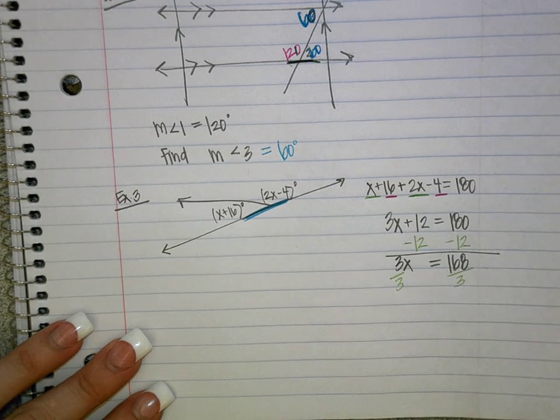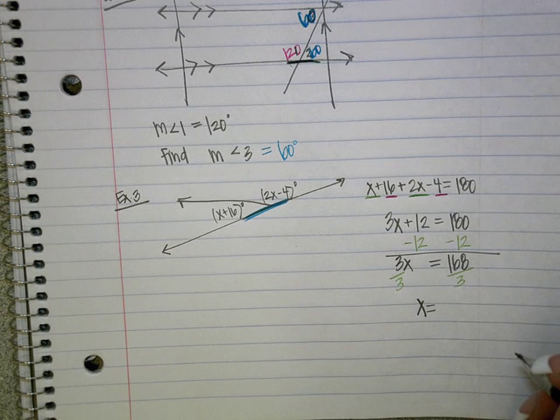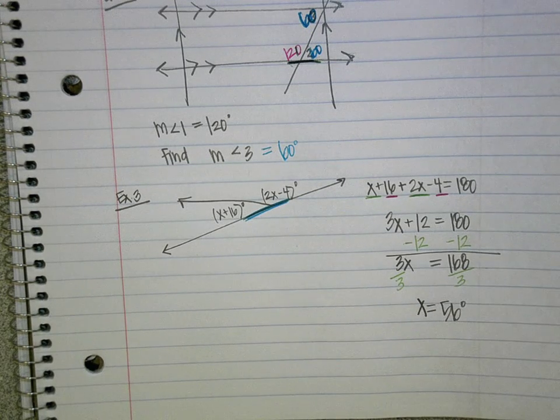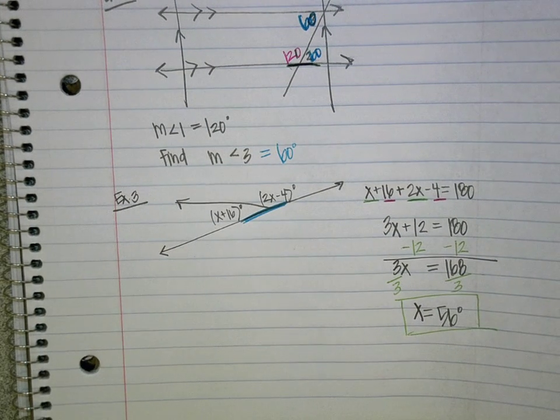If you divide both sides by 3, what do we get for an x value? Do it on the side of your paper if you need to. Say it again. 56. Yep. 56 degrees is your x value. Questions on how I did that?